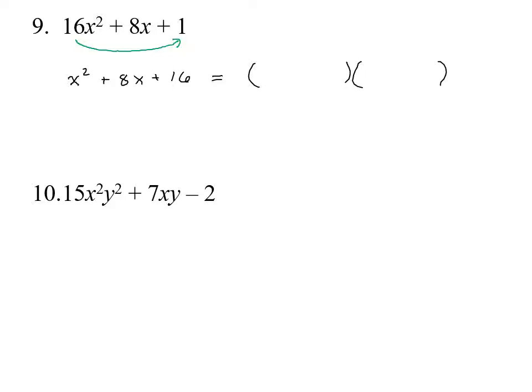The positive on the 16 says they have to be the same sign. And then you look over here, there's a positive there, so these both have to be positives. I would need two numbers that multiply to 16 that add to give you 8. So I would use 4 and 4. 4 plus 4 is 8. 4 times 4 is 16. So I would put a 4 here and a 4 here. The x squared becomes x and x.